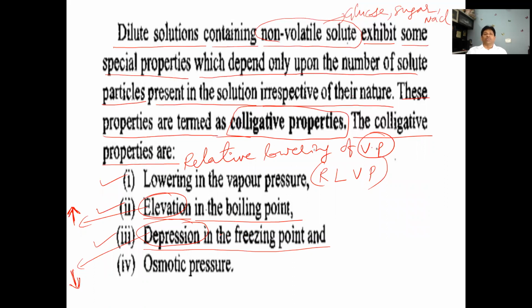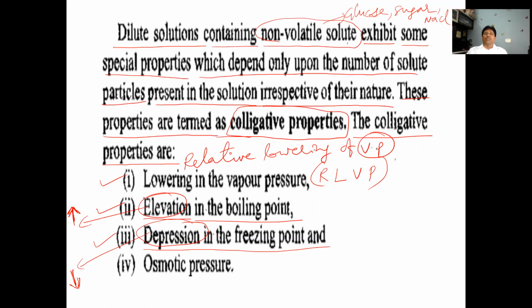Initially, you take a pure solvent, suppose pure water. What is the freezing point of pure water? 0 degrees Celsius is the freezing point of pure solvent water. Now, to this pure solvent we add glucose particles, that is, non-volatile solute particles. The freezing point of water will be depressed, meaning lowered, decreased.